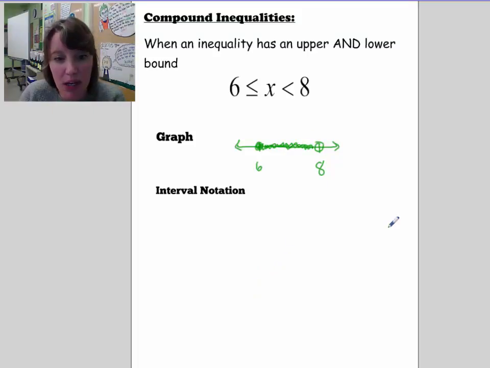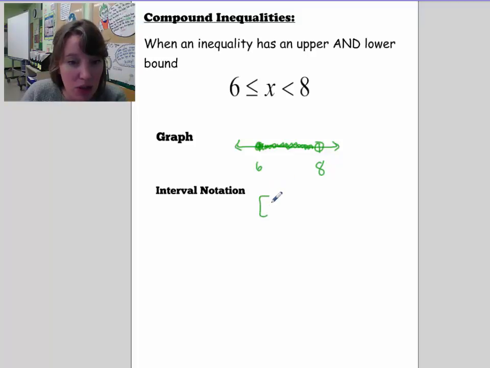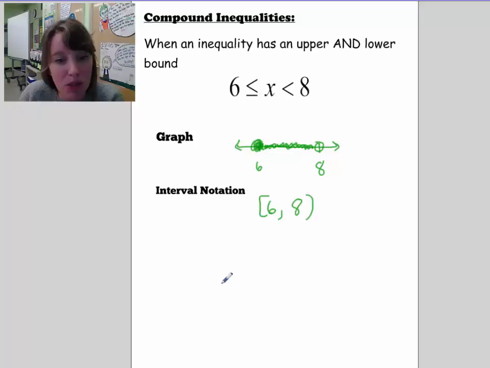Now when we use the interval notation, since it has an upper and a lower bound, we're not going to use the infinity symbol anymore like we did with the simple inequalities. We are going to have a lower bound that's an integer, 6. I use the square brackets because it's a closed circle. And the upper bound is 8, and I'm going to use an open bracket to indicate that I can't include the value of 8.